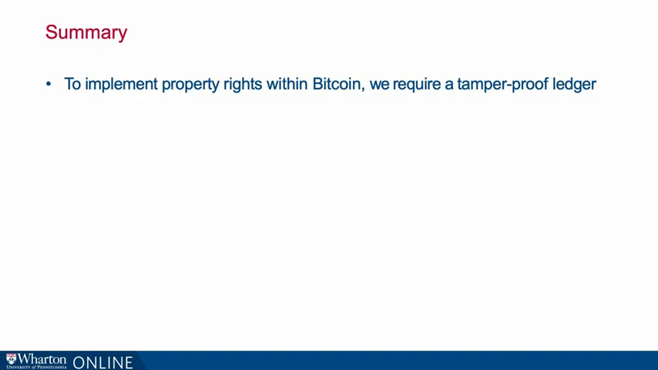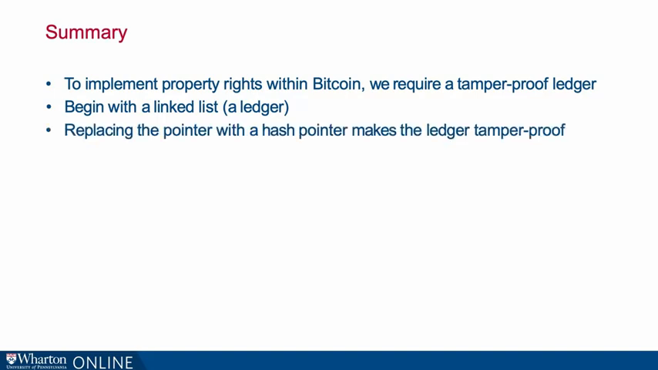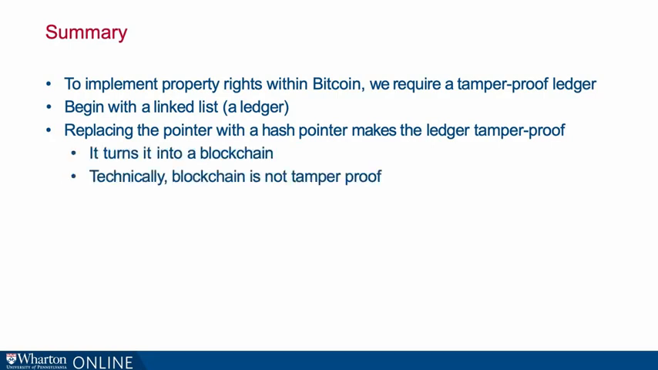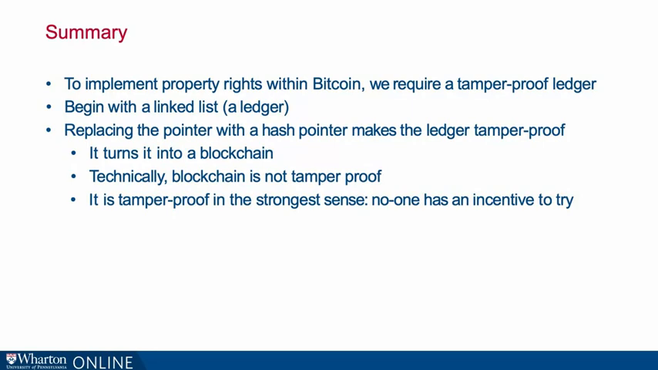So to summarize, to implement property rights within Bitcoin, we require a tamper-proof ledger. We begin with a linked list, that's just a ledger. Replacing the pointer with a hash pointer makes a ledger tamper-proof. It turns it into a blockchain. Now, technically, blockchain is not tamper-proof. However, any tampering is extremely likely to be detected because to create a tampering that's not detected, you have to tamper with every stage along the chain. So thus it really is tamper-proof in the strongest sense. No one has an incentive to even try.